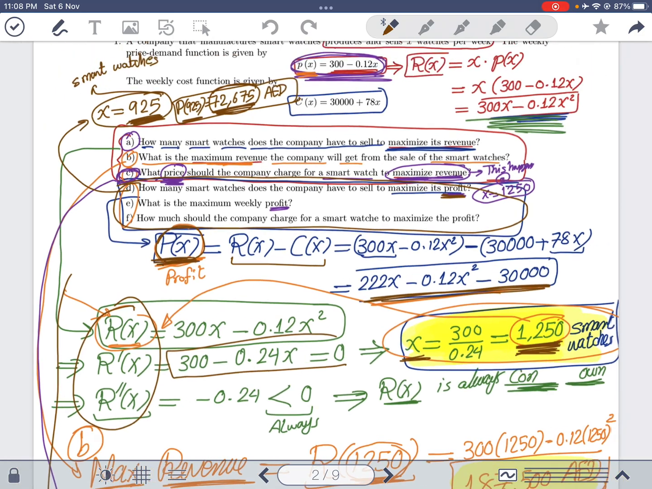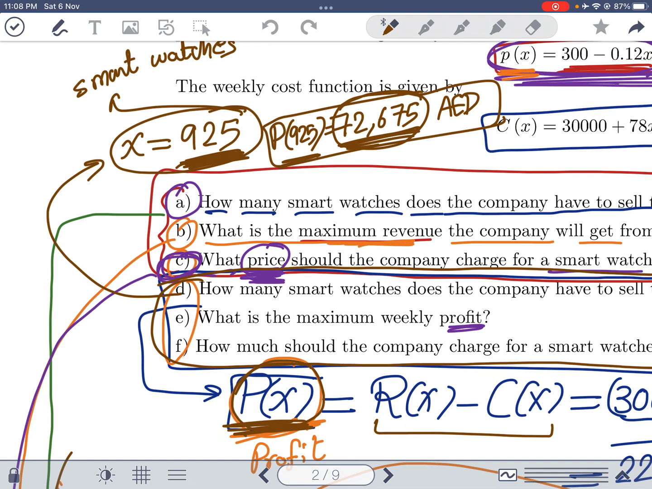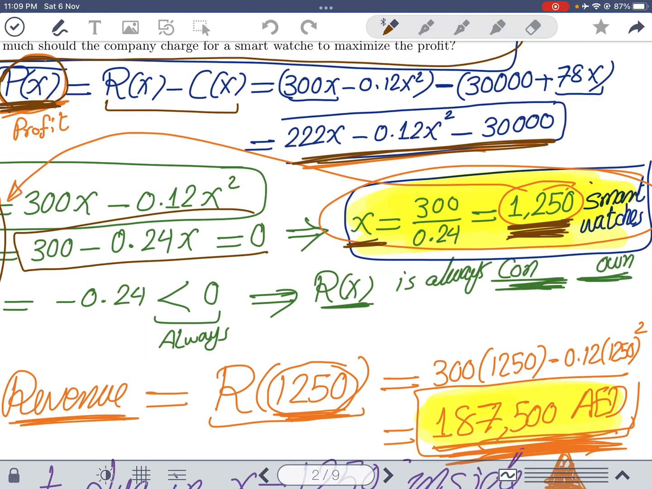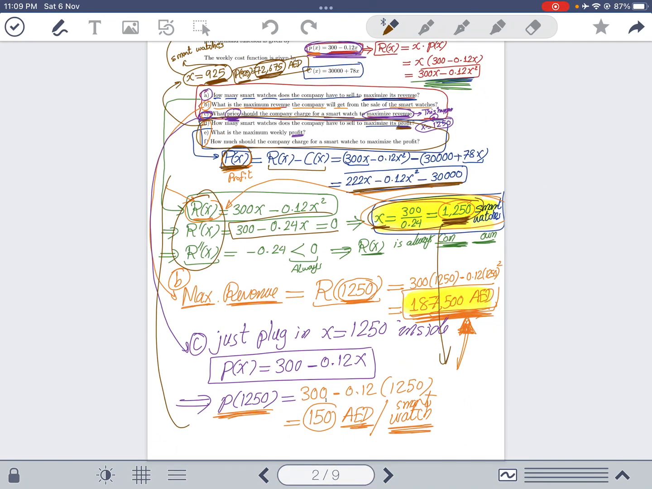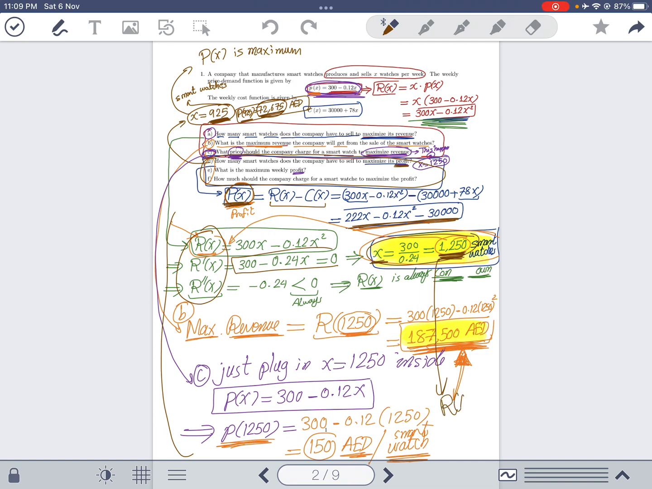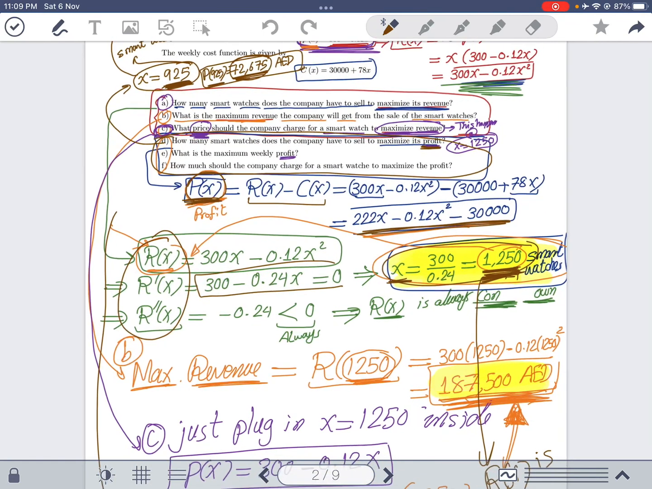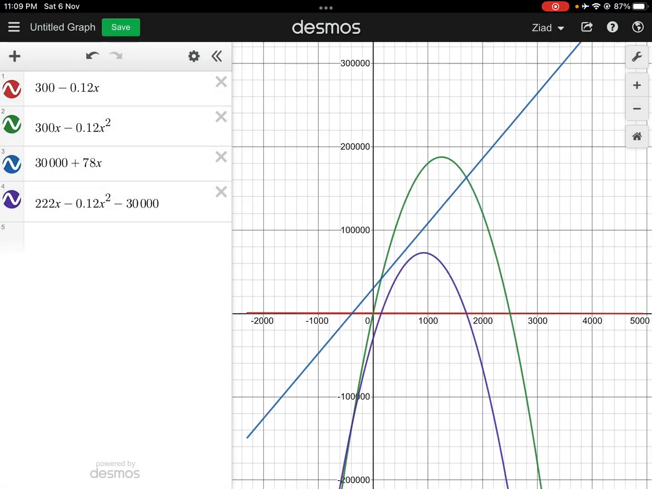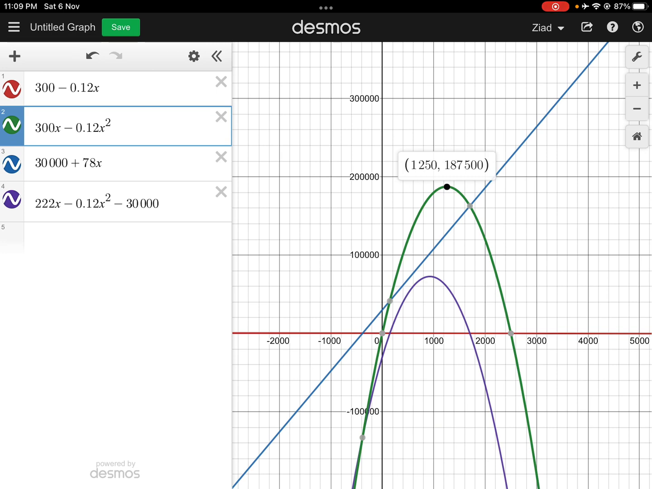Someone might ask, but what was the weekly profit when we had X equal 1,250? Because now we are saying that when X is 925, the profit, big P of X, is maximum at this number. But what about the 1,250? This is the X at which, exactly like what we said, revenue R of X is maximum. The maximum profit that this company can ever get is 72,675.